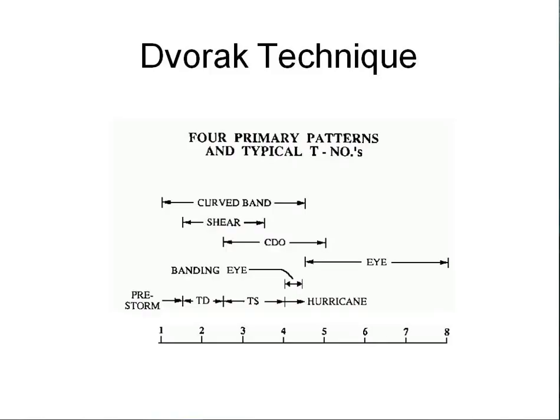In order to assign intensity using the Dvorak technique, one must determine the pattern. As shown here, choosing the pattern by itself identifies a range of intensities. The Dvorak technique then uses specific characteristics and measurements to assign an intensity to the nearest 1/2 T number within each range for each pattern. There are 4 basic patterns. Banding eye is also shown here. It is a subset of the eye pattern.